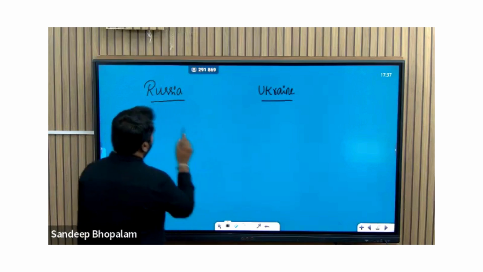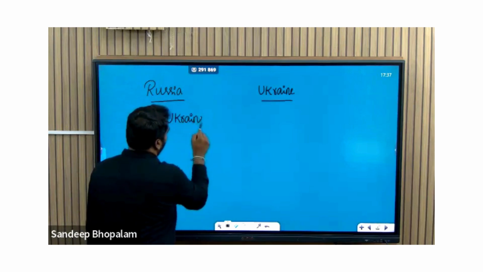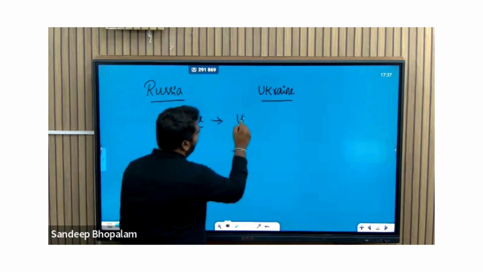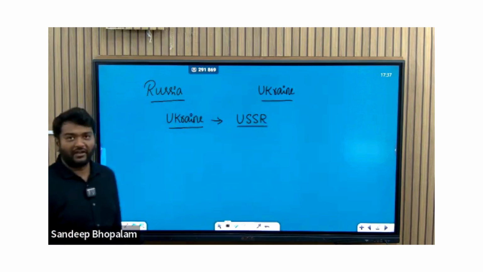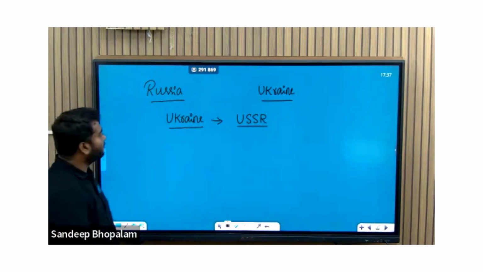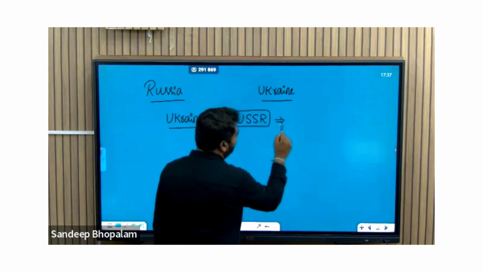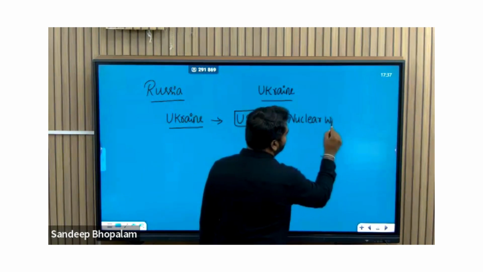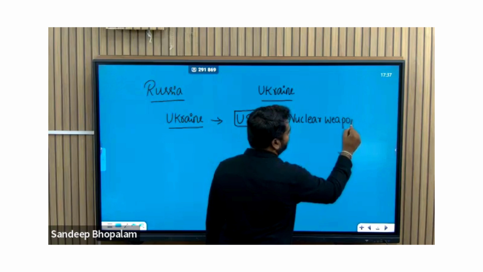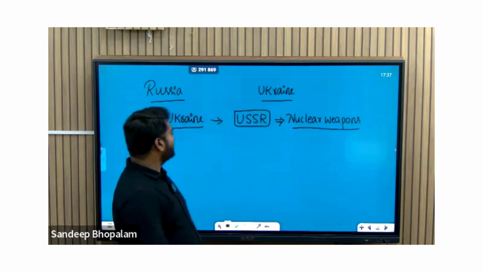Now, Ukraine was initially part of the USSR. Okay, Ukraine was initially part of the USSR. Now, the USSR developed nuclear weapons. Please understand the story. The USSR developed nuclear weapons.